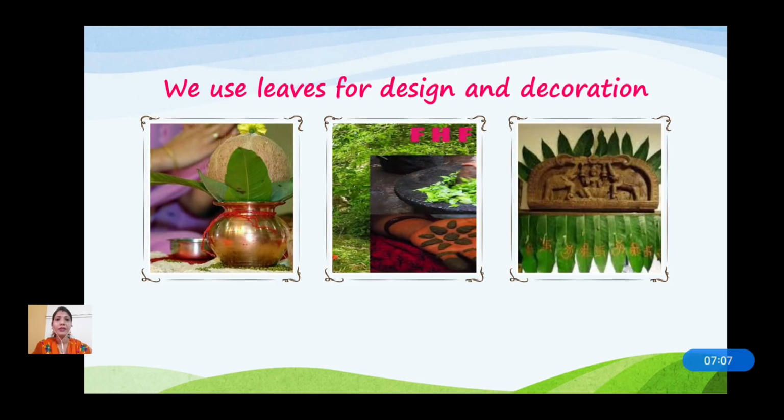Then next, we use leaves for design and decorations. Whenever we have any ceremony in our house or any puja, we do Kalash Pujan. So we use different types of leaves. Can you see this? Yes. Which types of leaves are used? Maybe mango leaves or some big leaves which are very important and which have some good purposes behind it.